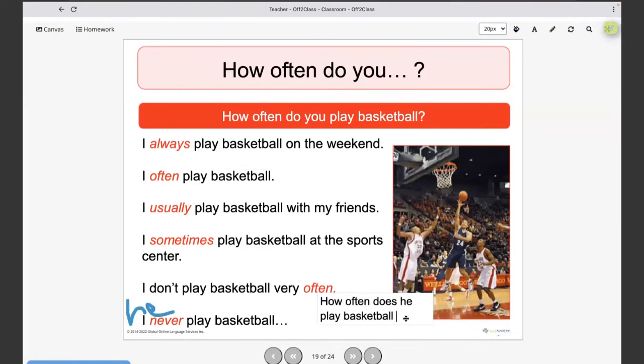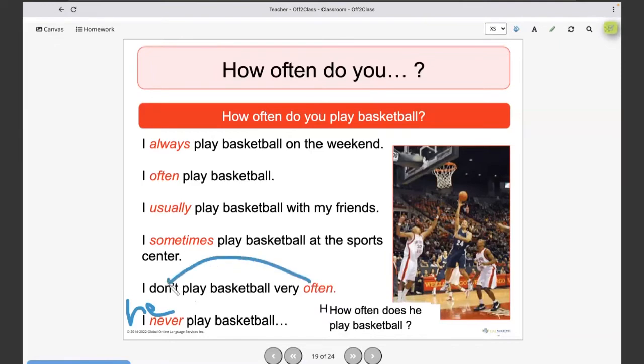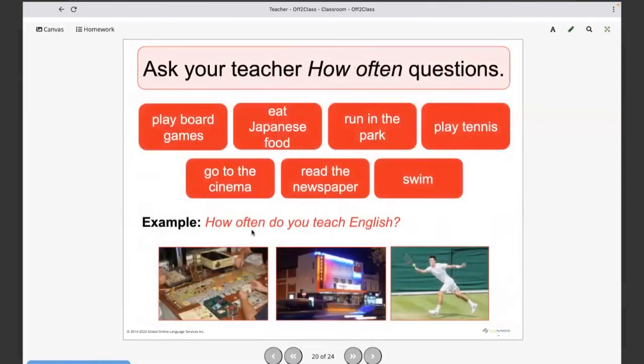Do the last one, Nora. This one is already in the negative. How can I say it in the positive? I often play basketball. Bravo. That's it, without don't. This is it when I make it positive. Now, as a question, how often do you play basketball? How often do you play basketball?